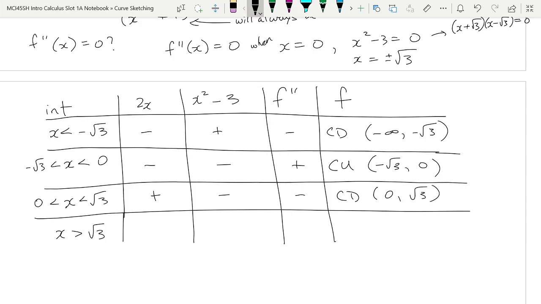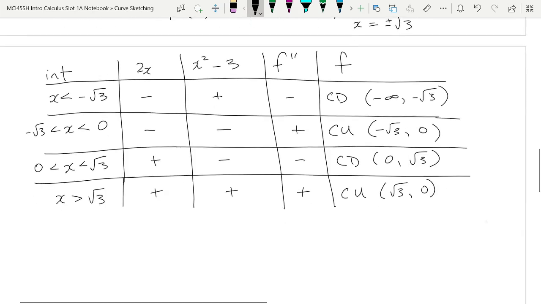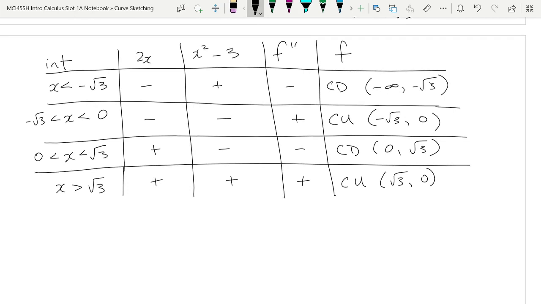And finally, pick a number bigger than root 3. 2 sounds good. 2 times 2 is 4, which is positive. 4 minus 3 is positive. Positive times a positive is positive, which means we are concave up again from root 3 onward. So the critical point here of negative root 3 is where it changes from concave down to concave up.